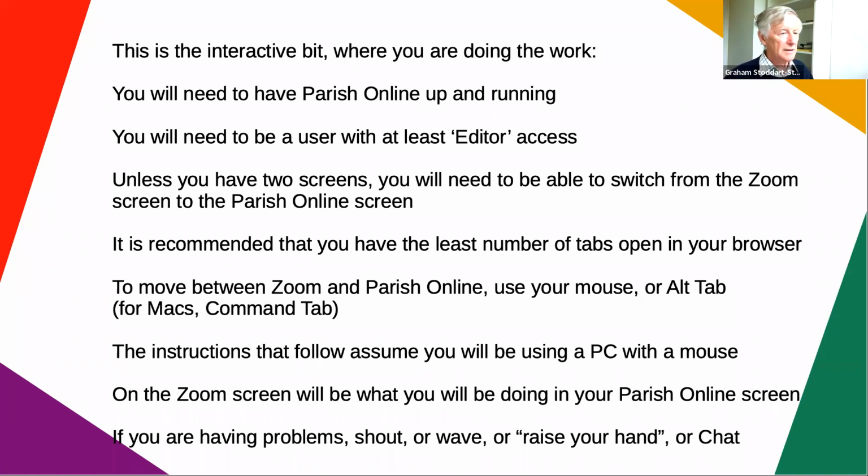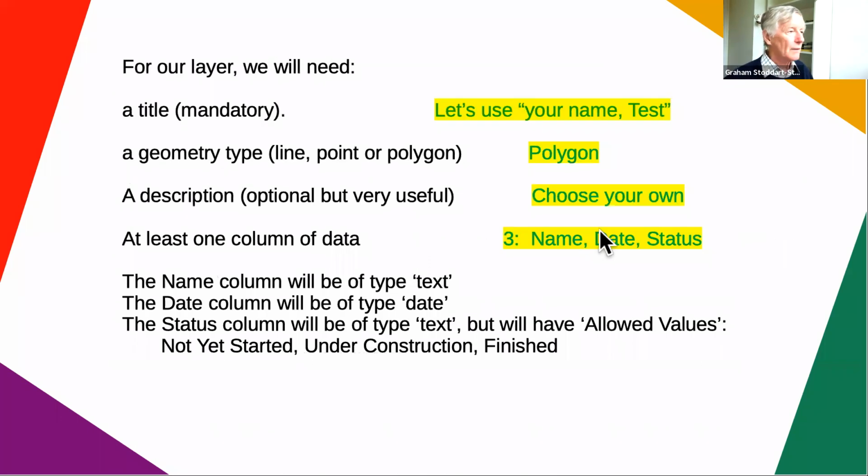So let's go ahead and discuss what we're going to be doing. Our layer needs a title, a name. It's going to have a geometry type. Remember, there are three geometry types: line, point, or polygon. You can choose whatever you like, but I'm going to use a polygon in my test. I've suggested that you give the title as your name and then test, just so that you can come back to it and delete it later if all goes wrong, or rename it later if it becomes fabulously useful.